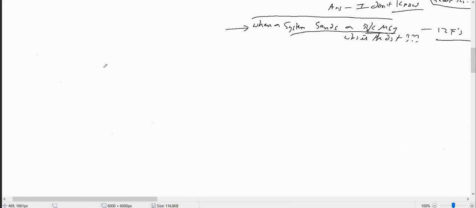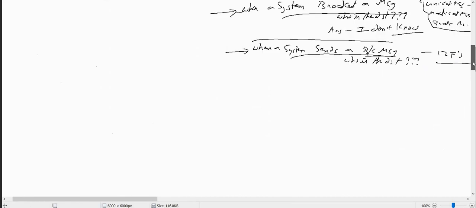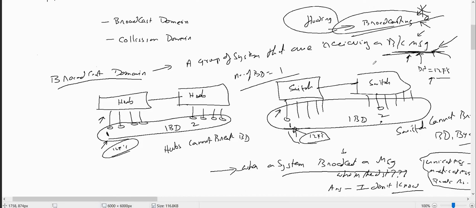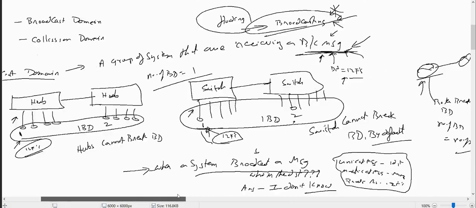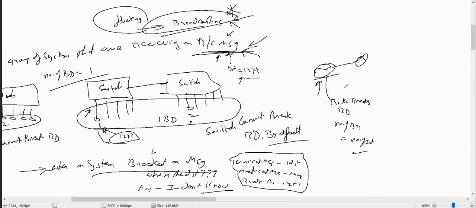Kalyan, could you please repeat that? You were telling something about routers and broadcast domains. The number of broadcast domains in a router is the number of interfaces. So a broadcast message coming from this interface will not be sent to this one. Similarly, a broadcast message coming on this interface will not be sent to any other interface. So in this particular example of 3 interfaces, the number of broadcast groups you have is 3, equal to the number of ports, the number of interfaces. Okay. Thank you.